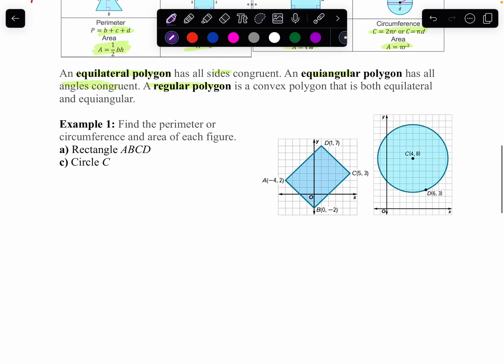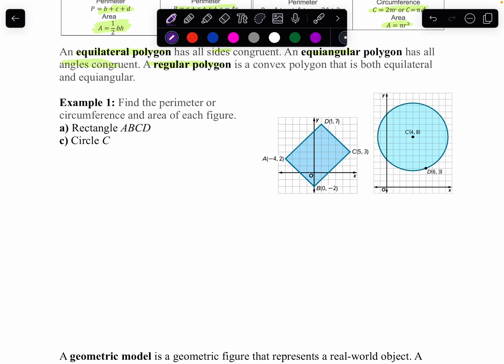Now if we take a look at example 1 here, I want to find the perimeter and the circumference of my rectangle and my circle. Now it's pretty straightforward, but notice I'm not given the length and width of my rectangle. I've got to find it. You can either use the Pythagorean theorem or your distance formula to find the length. So I'm going to use my distance formula. I'm going to subtract my x's and square them. I'm going to subtract my y's and square them, and then add them together.